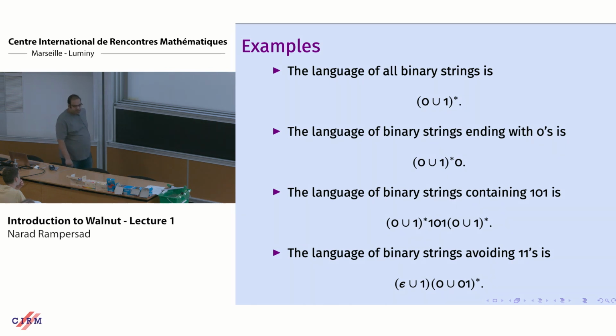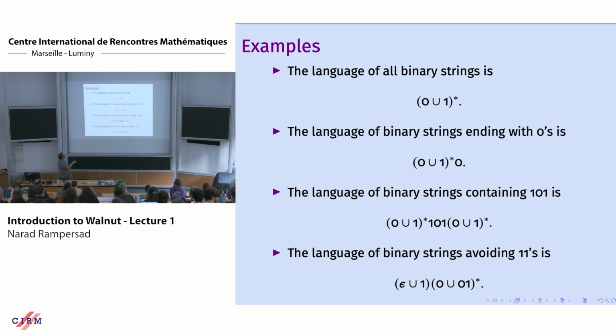Okay, so some very simple examples. The language of all binary strings is (0 union 1) star, right? Star just means 0 or more copies of, in this case, either 0 or 1. So that's all binary strings. All binary strings ending with a 0 is (0 union 1) star, and then ending with 0, and so on. Language of all strings containing 101: I'll just put 101 there, and before it can be any string, and after it can be any string.